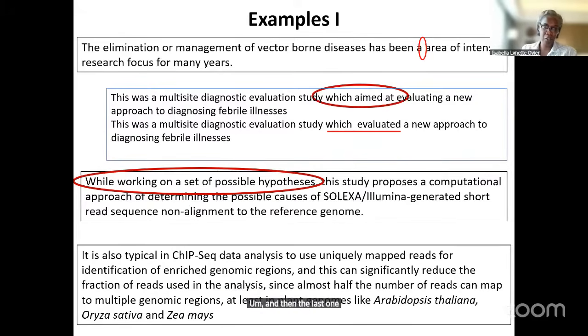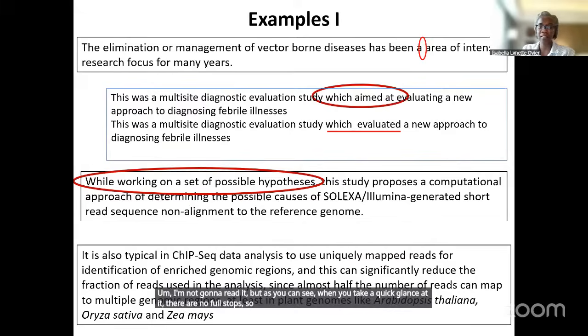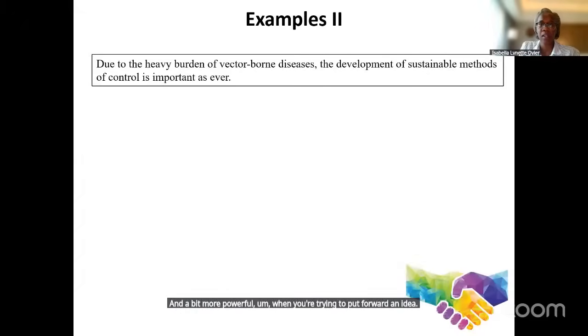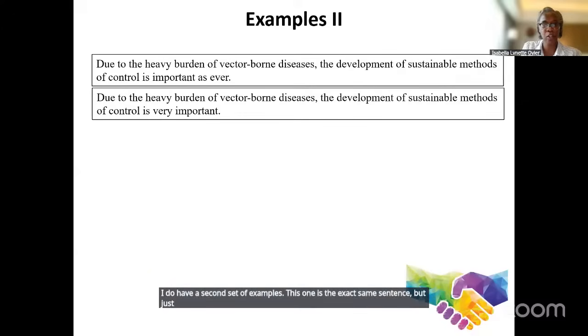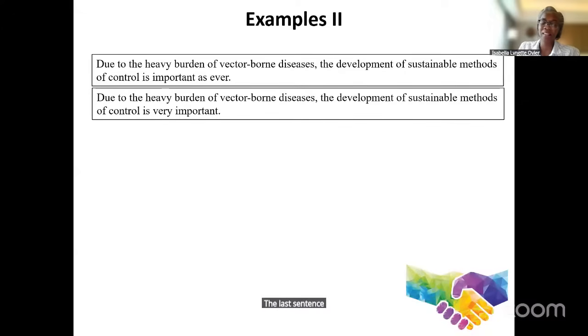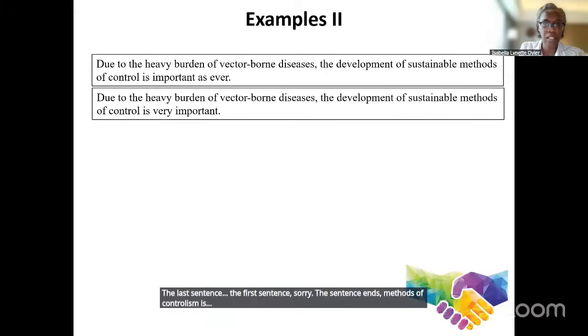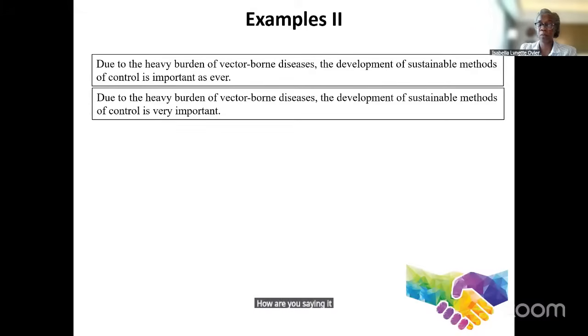And then the last one, if you look at it, is just a really long sentence. I'm not going to read it, but as you can see, when you take a quick glance at it, there are no full stops. So this could be split into something shorter. So it's punchier and a bit more powerful when you're trying to put forward an idea. I do have a second set of examples. This one is the exact same sentence, but just look at the first box, the first sentence, sorry. The sentence ends, methods of control is important as ever, but you'll see in the second box, methods of control is very important. So again, it's just how you're saying it, and is there a better way of saying it?